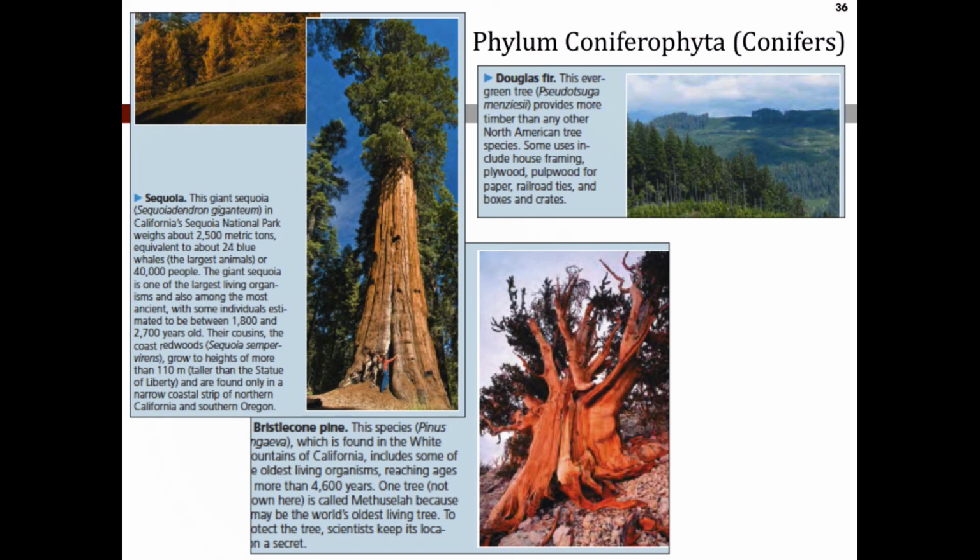At the bottom, I'll get to this species, Pinus longaeva, the bristlecone pine. It's found in the White Mountains of California. These include some of the oldest living organisms on Earth, estimated to be over 4,600 years old. Now that's old. The tree pictured here is known as Methuselah, because I think it's the world's oldest living tree. They won't tell me or you where this tree is, and I think you all would know why. If you don't know why, just ask.